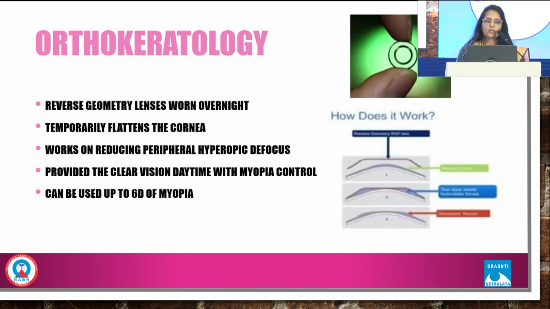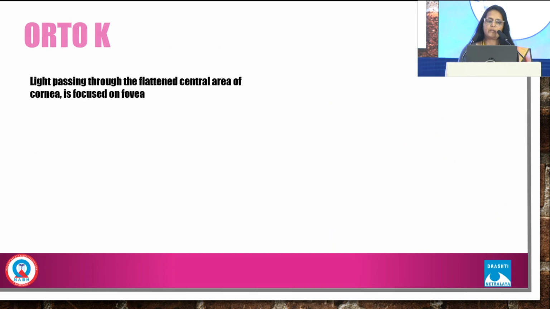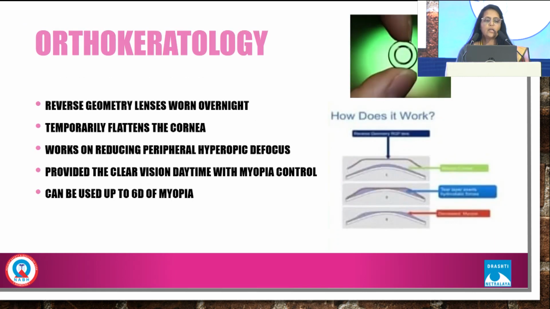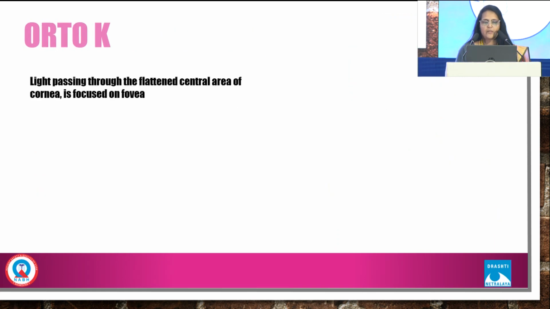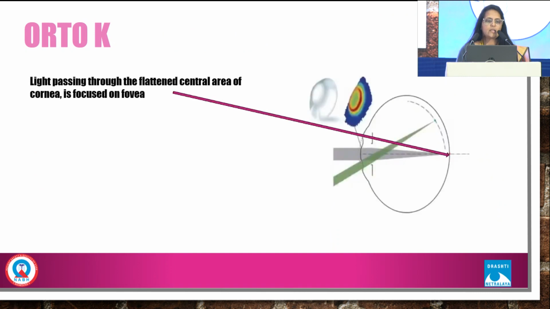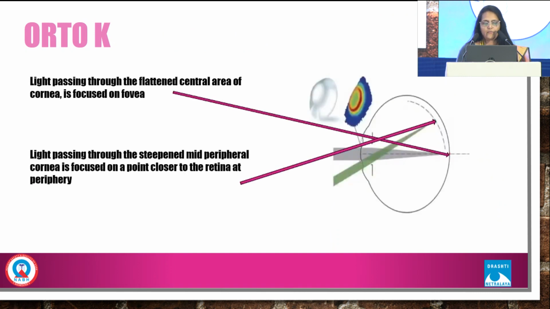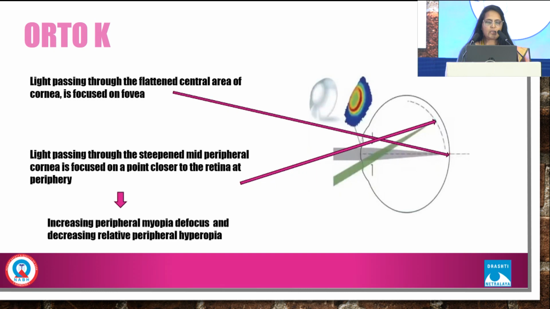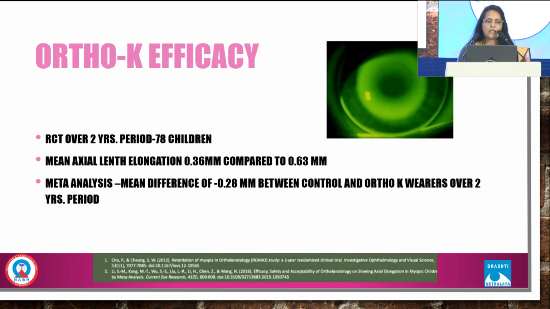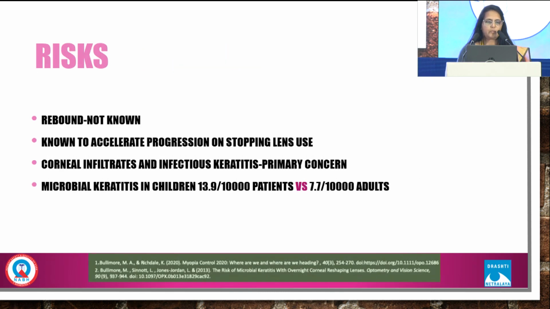And again, the ortho-K, the last technology available, is a reverse geometry technique that works by reducing peripheral hyperopic defocus. We all know how it works, by increasing peripheral myopic defocus. Again, 2-year RCTs have been done. Meta-analysis says there is a 0.18 millimeter reduction as compared to the normal control over a period of 2 years.